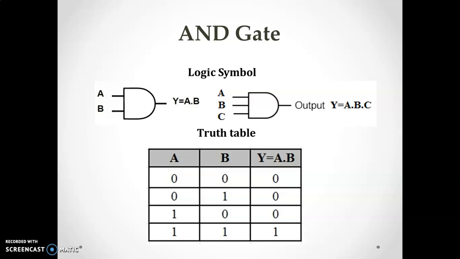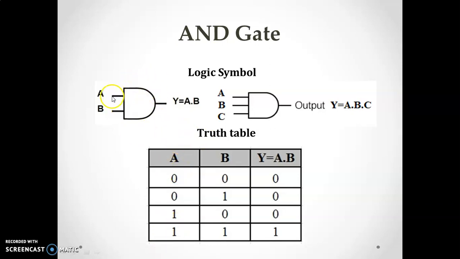The first is AND gate. So AND gate performs logical multiplication, commonly known as AND function. AND gate has two or more inputs and only one output. The output of the AND gate is high only when all the inputs are high. Even if any one of the inputs is low, the output is low.